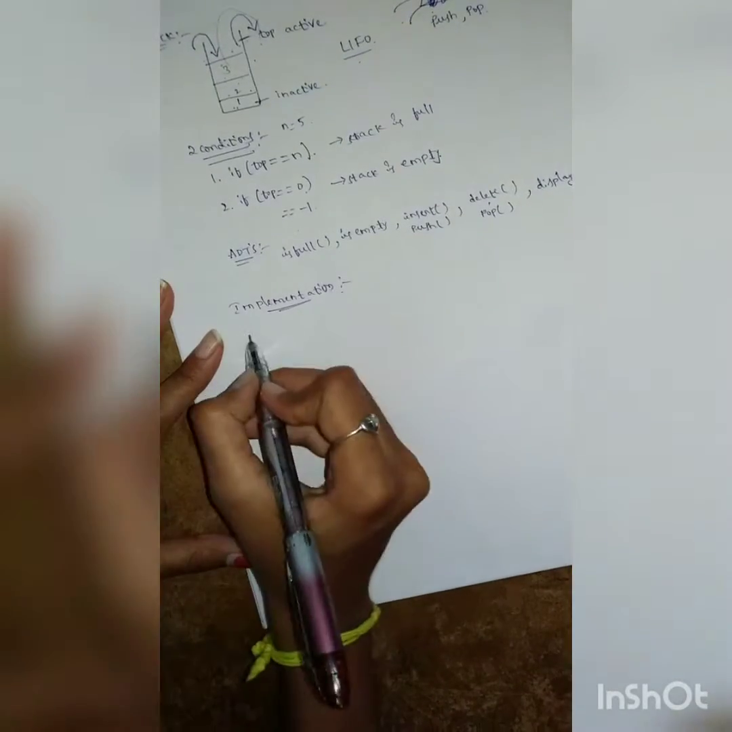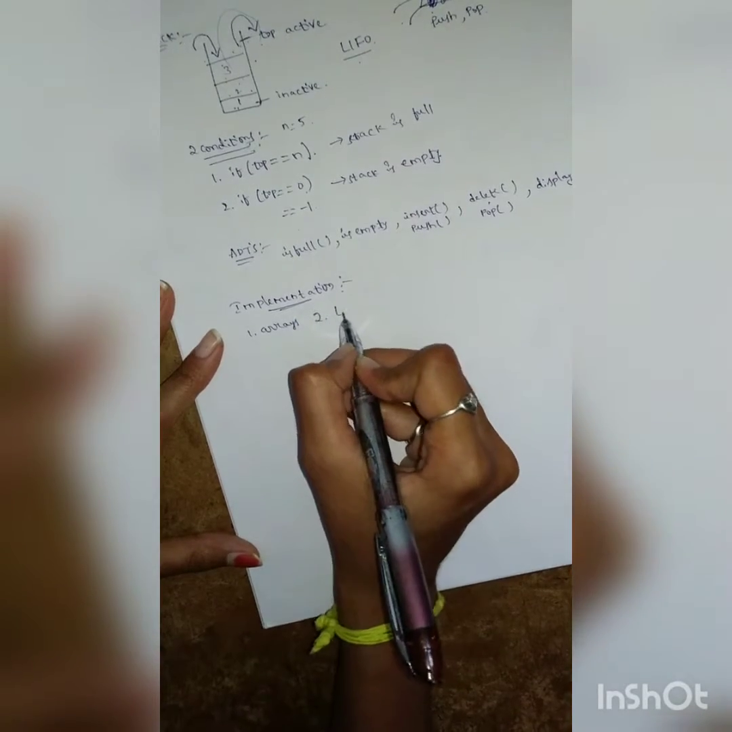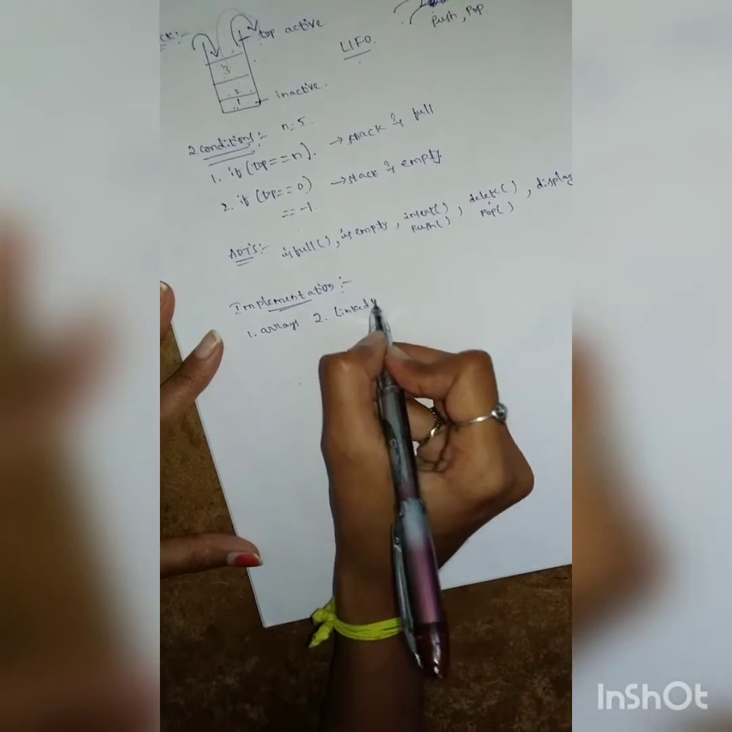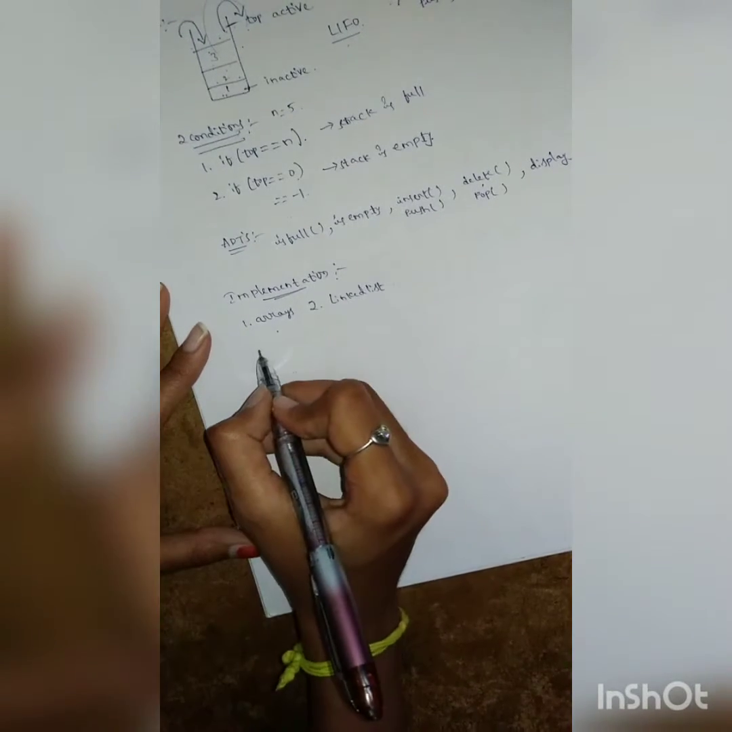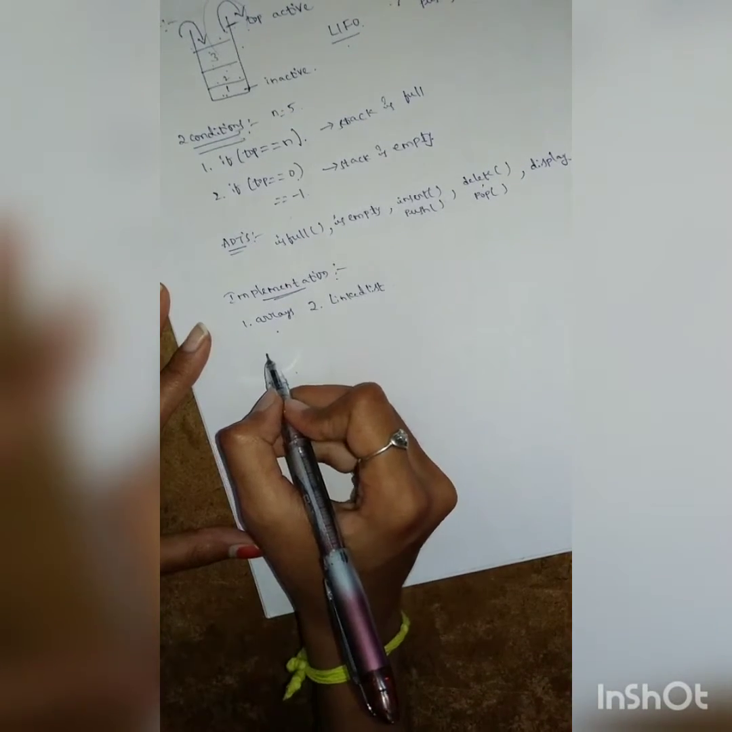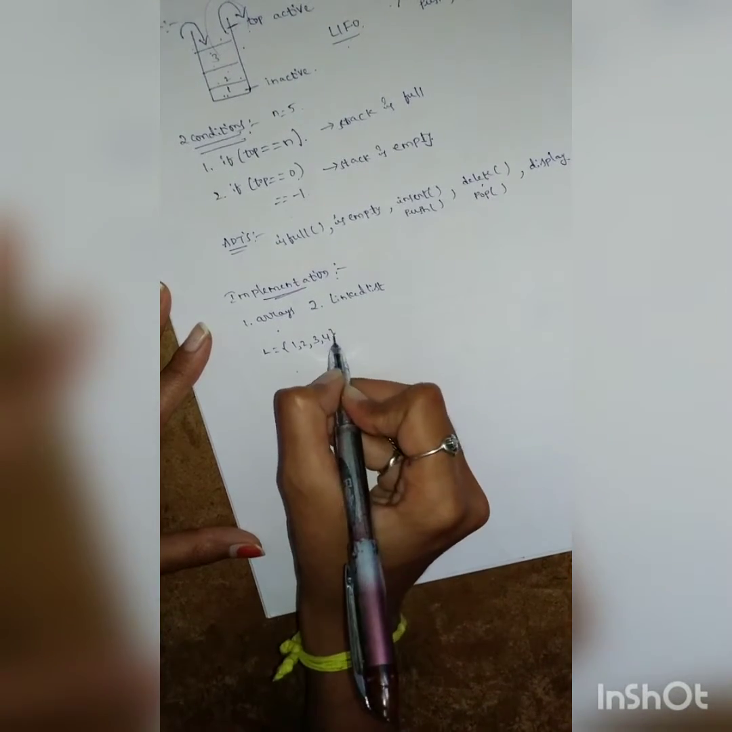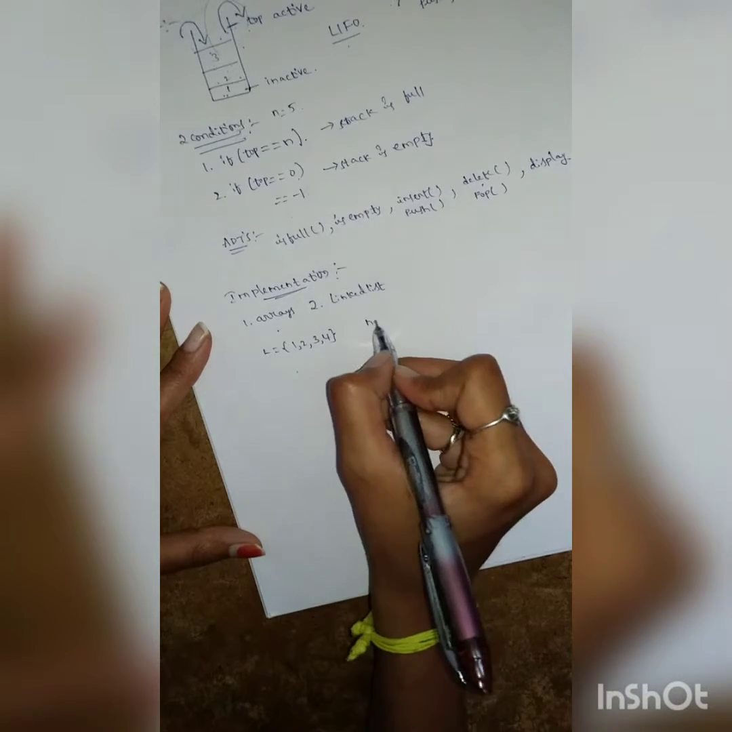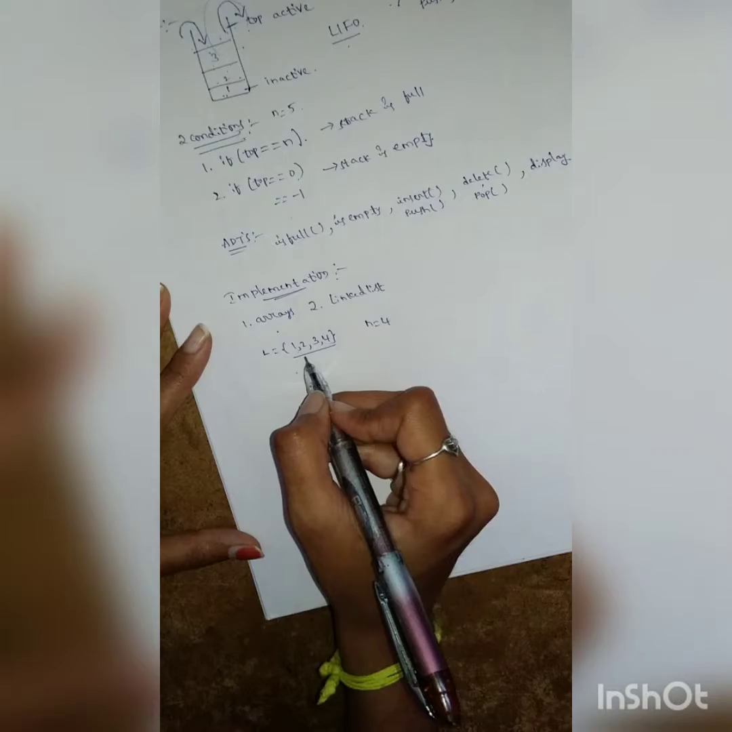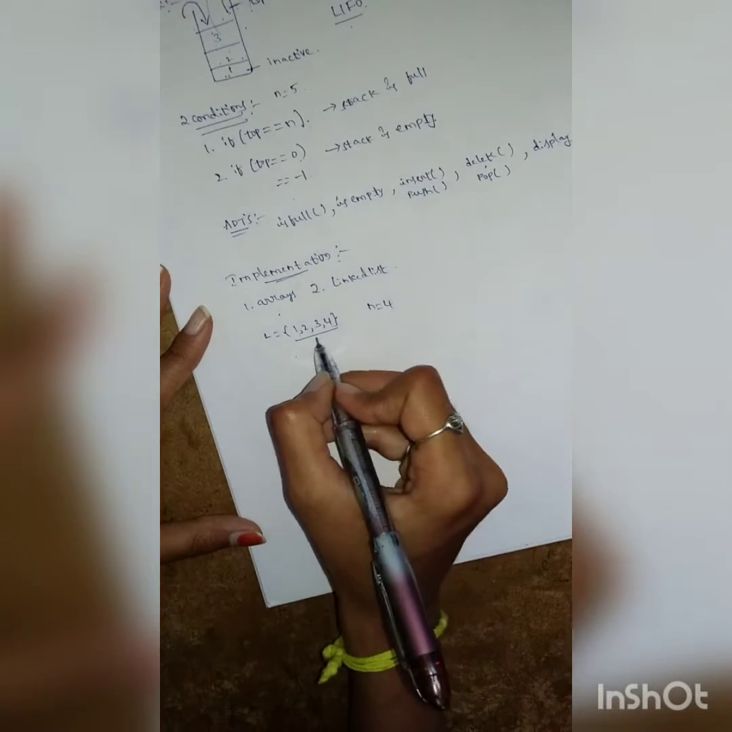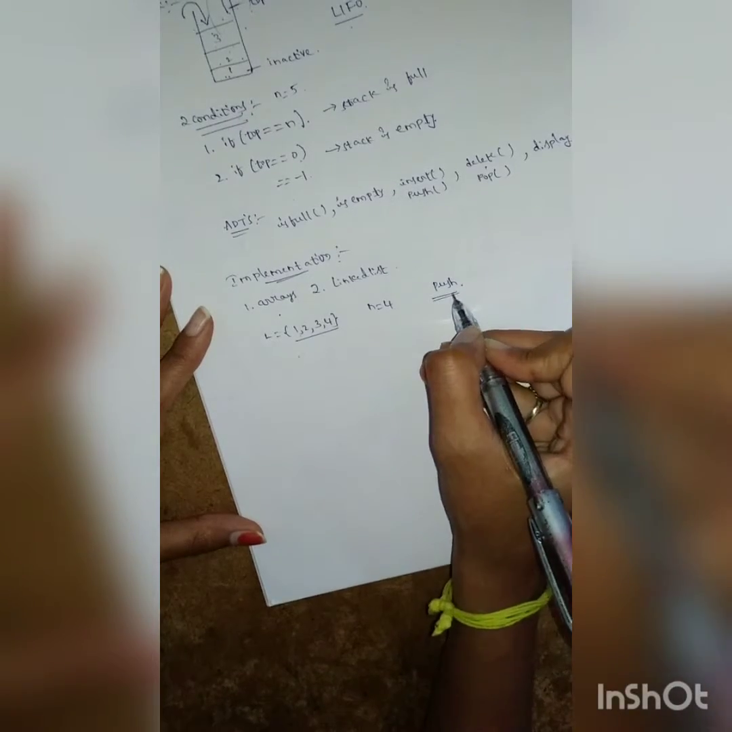We can implement this stack in two ways. One is using arrays, second is using linked list. So first let us see with arrays. Let's take a list of 4 elements, 1, 2, 3 and 4, and the size of the stack is n equal to 4, so that we can insert 4 elements. So how are we going to do the push operation? Insertion is nothing but the push operation.